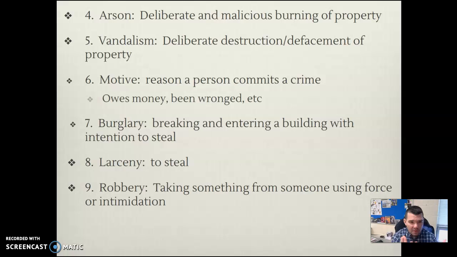Vandalism, again, a similar thing, but not fire. This is the deliberate destruction or defacement of property. So you see this a lot, like spray paint, or you cause some kind of damage to property on purpose. That's malicious. So that would be vandalism.